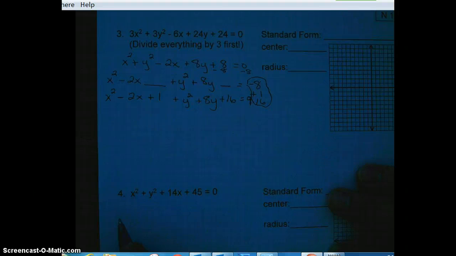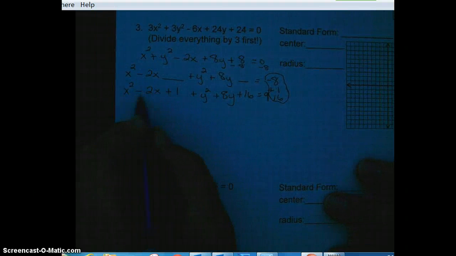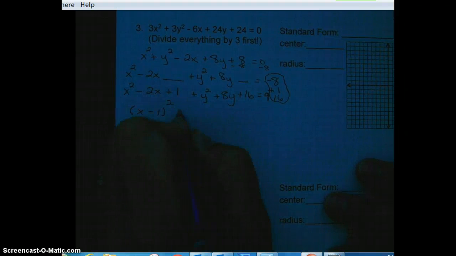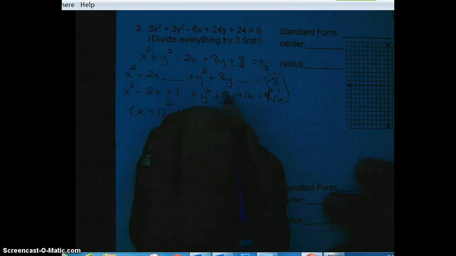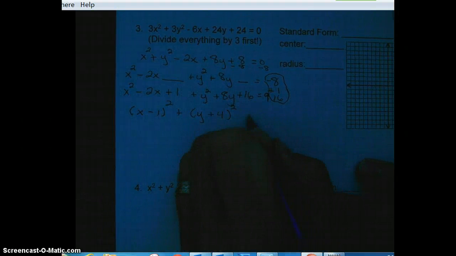Alright, now let's write these as perfect squares. So don't forget x, half of -2, squared. Bring down the y, half of 8 is 4, squared. 16 equals 9. So there's our standard form.